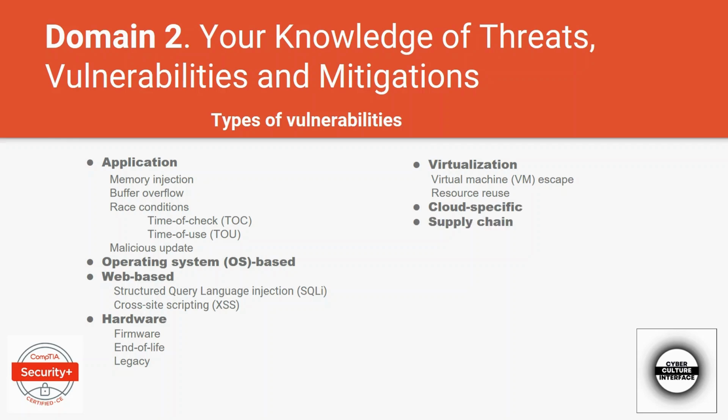Then we have cloud-specific vulnerabilities. We have supply chain vulnerabilities. Supply chain vulnerabilities include vulnerabilities caused by service providers, maybe a hardware provider or software provider. Then we have cryptographic vulnerabilities, things like poor configuration or downgrading. Then we have misconfiguration. We have mobile device vulnerabilities. These are vulnerabilities that are linked to the way the mobile device functions.